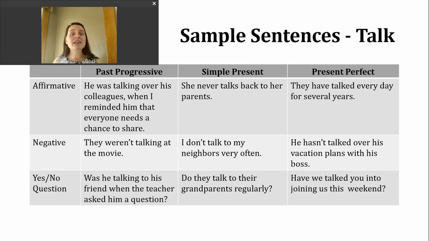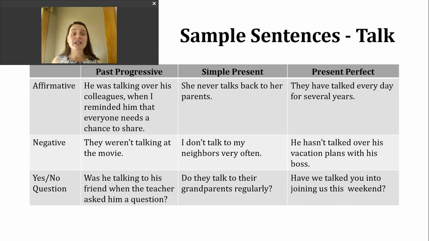If we want to make negative simple present, we're going to use either does not or do not. You might also hear the contractions, doesn't and don't. And after both of those, we'll use the base verb. Here's a sample sentence. I don't talk to my neighbors very often.